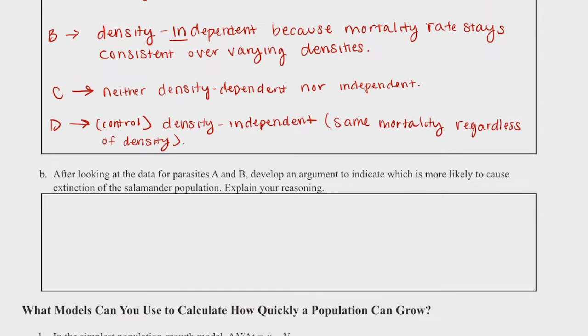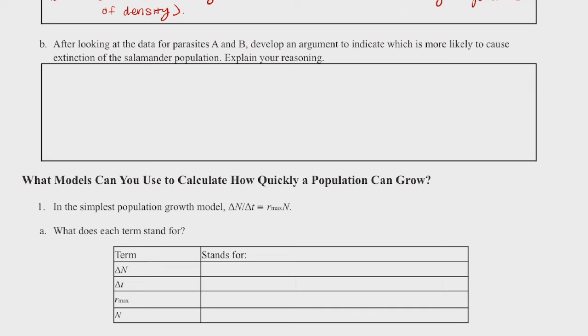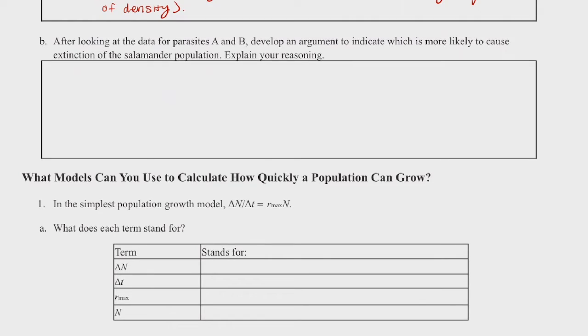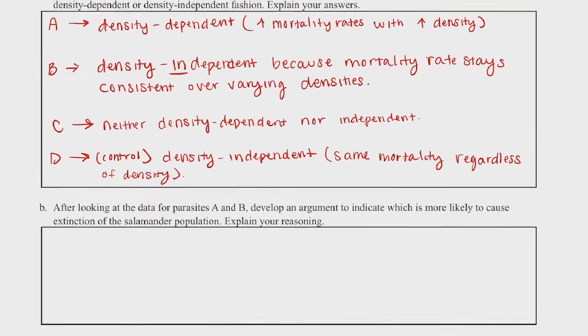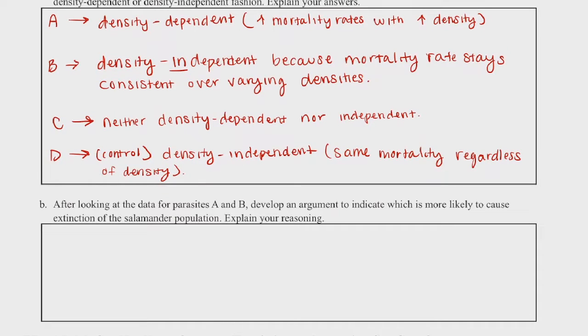And then B, after looking at the data for parasites A and B, develop an argument to indicate which is more likely to cause extinction of the salamander population. So we showed in A that parasite A is density dependent, so it increases mortality rate with increased density, and B is density independent because the mortality rate stays consistent over varying densities.